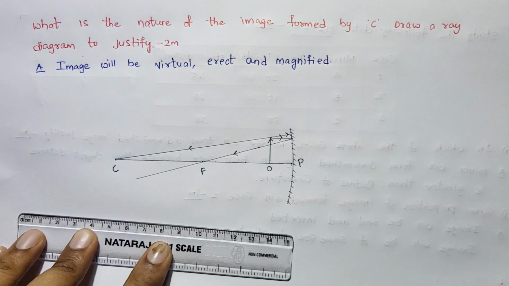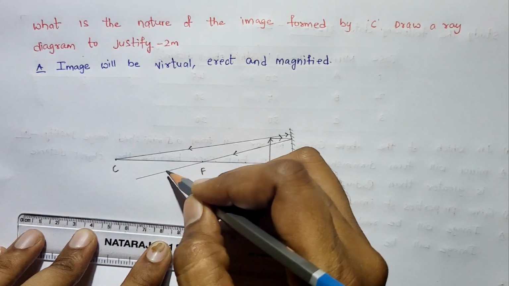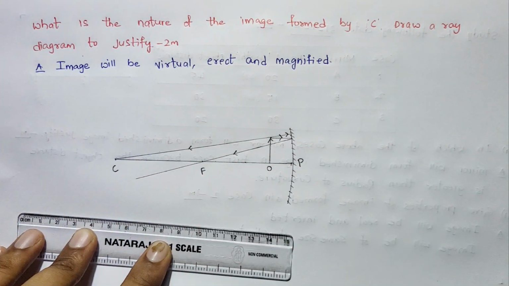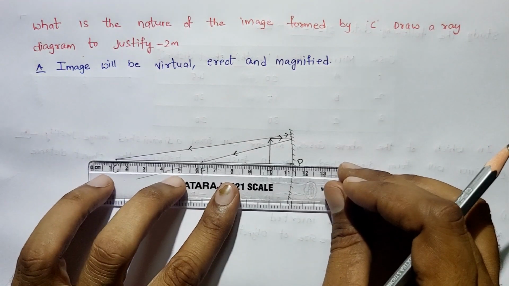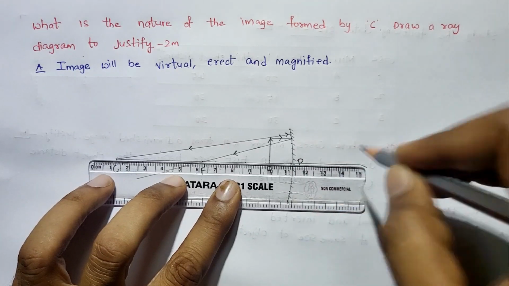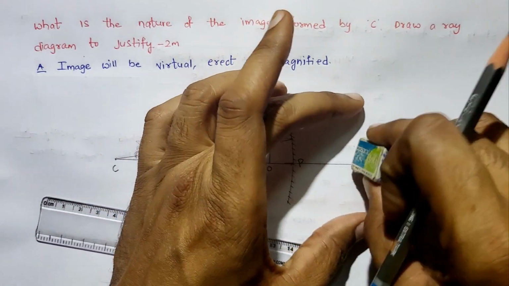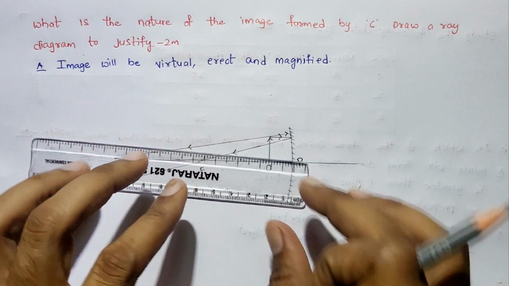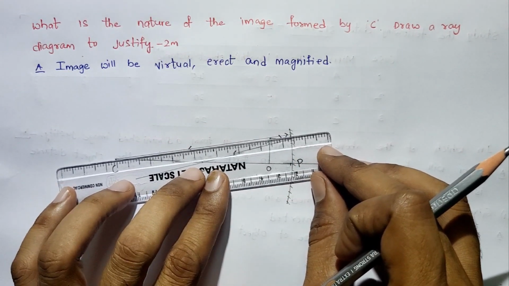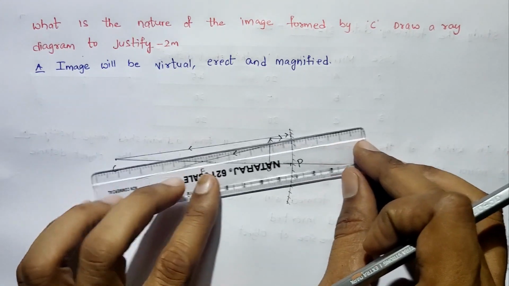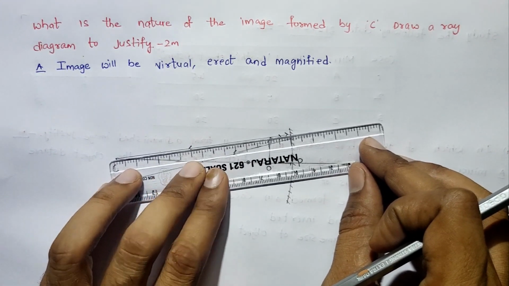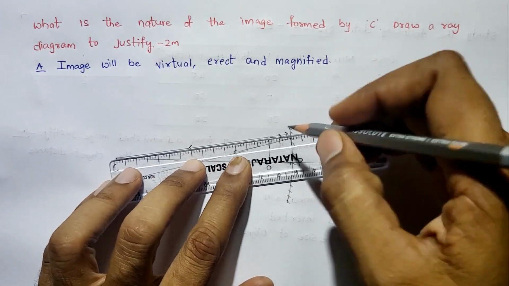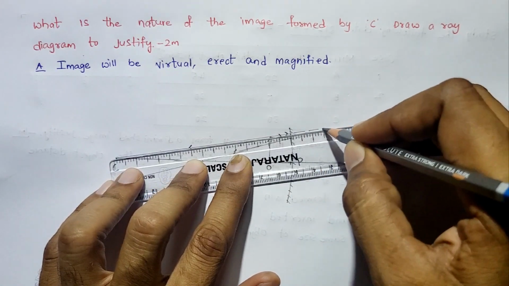Now if you observe, this is one reflected light ray and this is another reflected light ray. They are not meeting at any point. But we want the point of intersection of 2 reflected light rays. That's why I will extend the reflected light rays backside. See, this is one reflected light ray, and I am going to extend this light ray back like this.